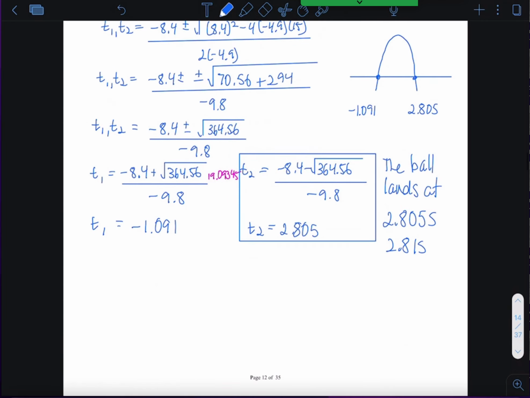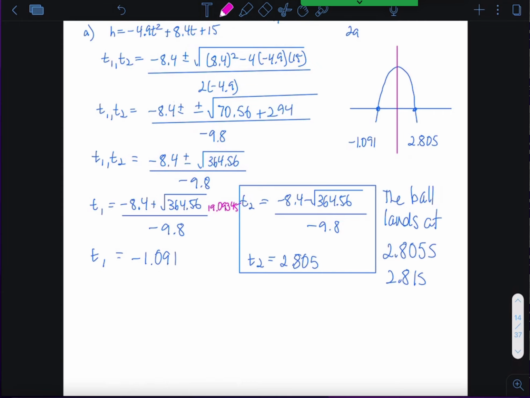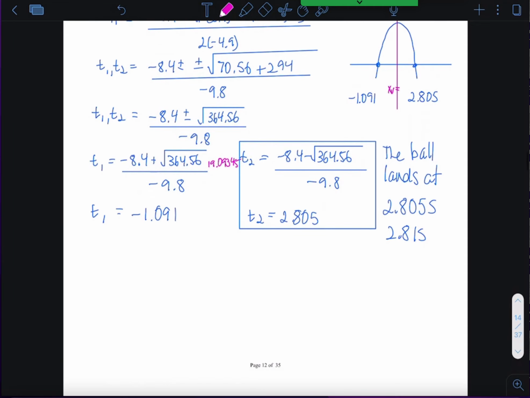So you might think that it would be hard for us to figure this out, but actually, because a parabola is symmetric, what we can do is figure out the midpoint, so the x value of the vertex, by taking the midpoint of the two intercepts, and then we can plug that in to find the maximum height. So to find, and technically it's TV, not XV, because we're using T instead of X, TV is going to be negative 1.091 plus 2.805 divided by 2.